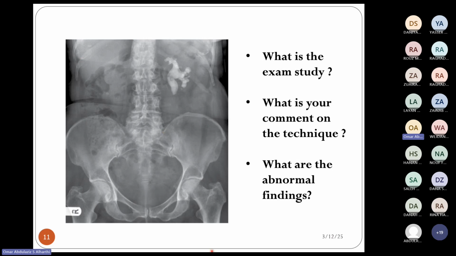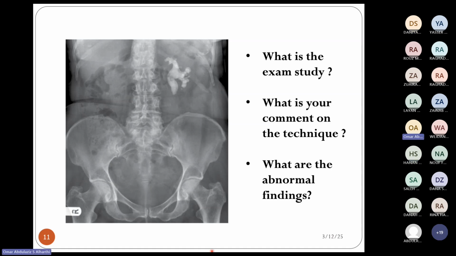But what are the findings, or what do you see? Dilatation in the left kidney. What is dilated? The renal pelvis. Why is it dilated? Obstruction. Hydronephrosis. Stone. So what looks white on X-ray? Staghorn stone. Okay, staghorn stone.